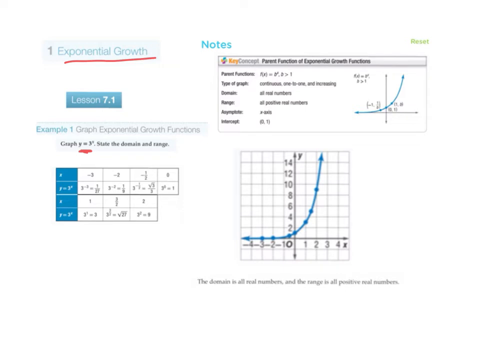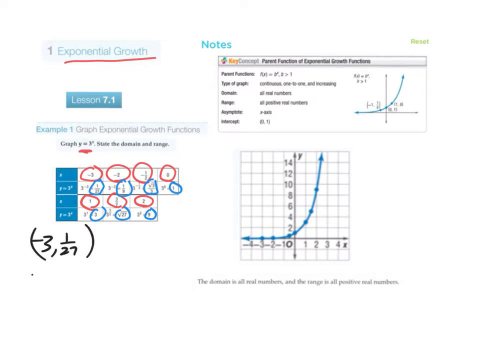And if you look right here, we picked -3, -2, -1/2, 0, 1, 3/2, and 2. And every time we picked one of those, we got an answer. So we got our answers right here: 1/27, 1/9, a radical number, 1, 3, radical 27, and 9. So we have those ordered pairs. So our first ordered pair really is -3, 1/27, which is a really small number.